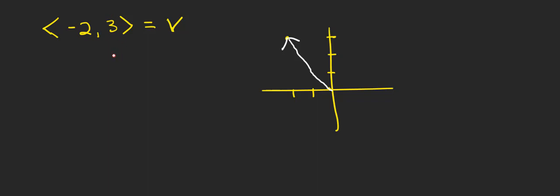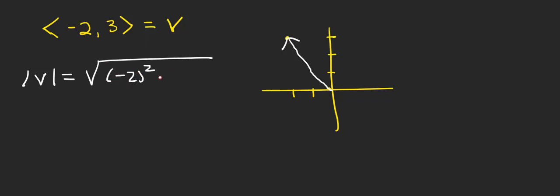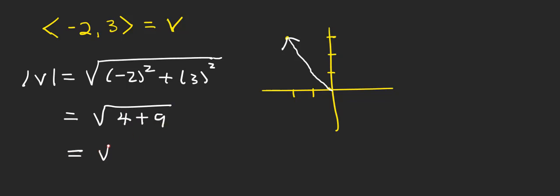Now, how would you find the magnitude or the absolute value of vector v? That is going to be the square root of negative 2 squared plus 3 squared, which is the square root of 4 plus 9, which is radical 13. So the length of this vector is going to be radical 13.